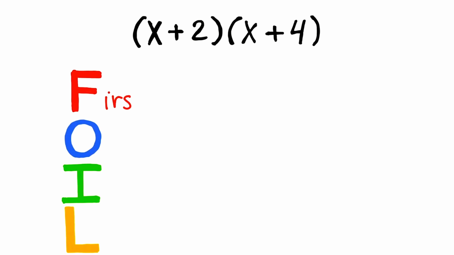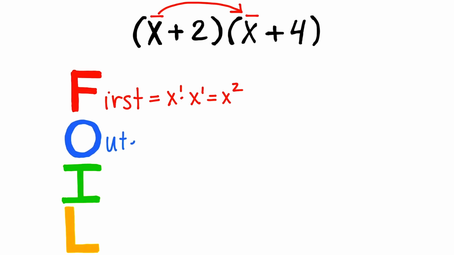The F in FOIL stands for first. So this means we're going to look at the first two terms in each of the two factors, and we're going to multiply them together. So what we will get is x times x, which is x squared, because you add the exponents together.